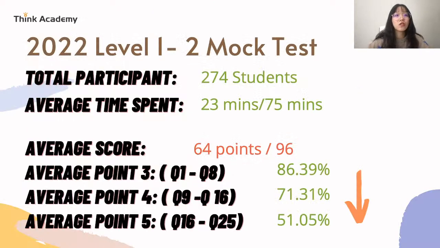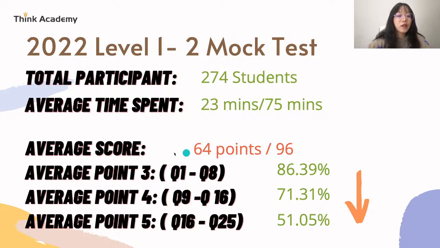First of all, in level 1 to level 2, over 274 students participated with us in this round 3 mock test. Among the 75 minutes for this live exam, the students joined us on Zoom, opened the link, and started taking the test. The average time spent was only 23 minutes, and the average score for these 274 students is 64 out of 96.